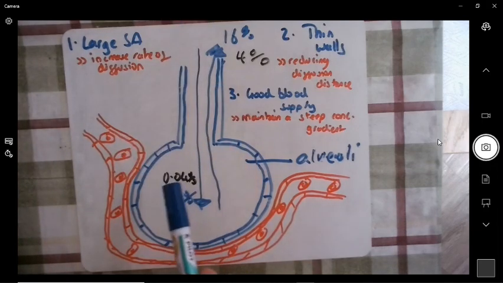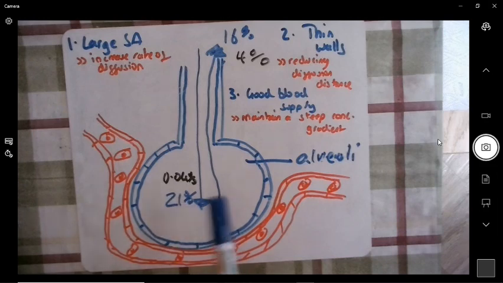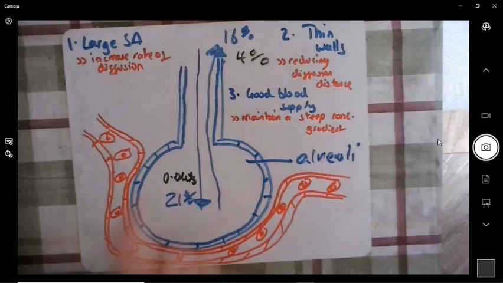So there's only 0.04% CO2 at any point inside here, which means there's always a steep concentration gradient, higher in the blood and low in the alveoli. This is a diffusion idea, and these 3 ideas are perfect adaptations of all exchange surfaces, and that includes the villi within the small intestine.